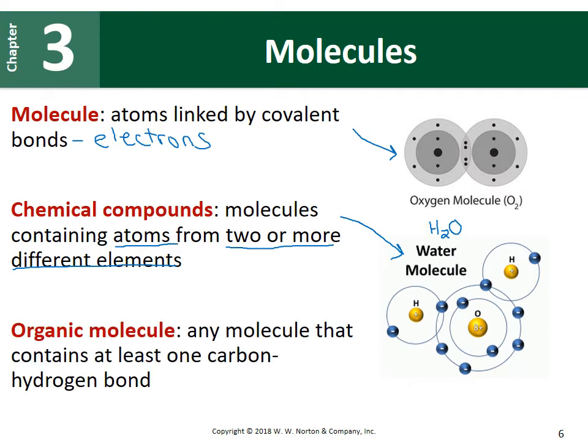Some of these compounds are organic. Any molecule or compound that contains at least 1 carbon-hydrogen bond is said to be organic, and organic refers to living things. And we'll look at 4 different types of organic molecules: the carbohydrates, proteins, lipids, and nucleic acids.